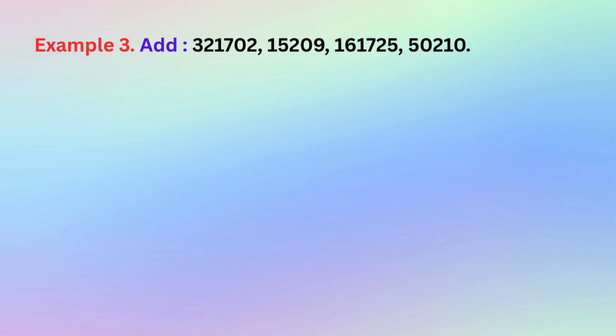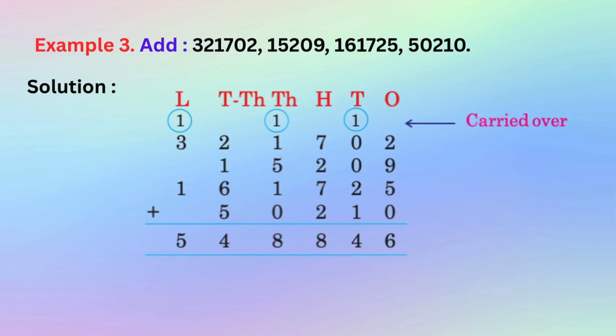Example 3. Add 321,702, 15,209, 161,725, 50,210. Solution. 321,702 plus 15,209 plus 161,725 plus 50,210 equals 548,846.